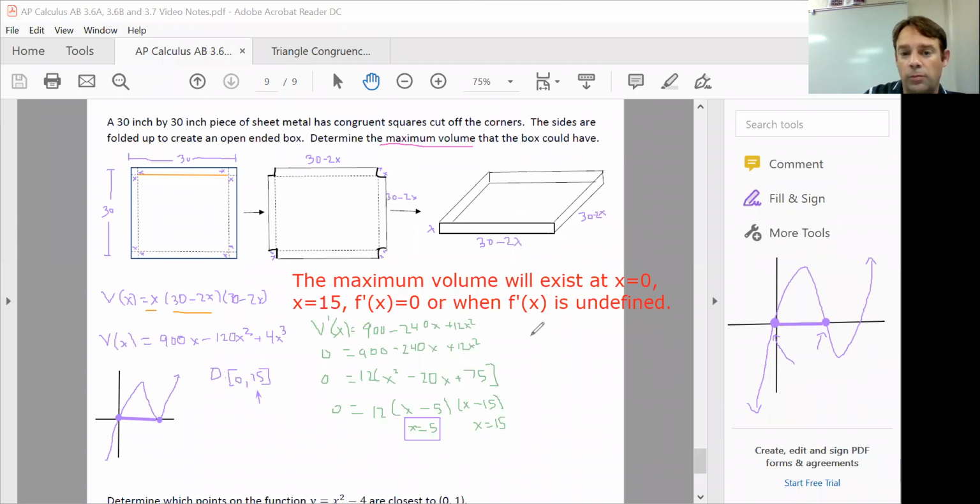All right, so we're going to plug in our domain values here. We're going to figure out where our maximum value is. So that'd be 0. And if I plug 15 in here, we know that's also going to be 0. But when we have this value of 5, that apparently gives us the maximum volume of our box. So if I plug 5 in there, I'm going to end up with 2,000 on the dot inches cubed.